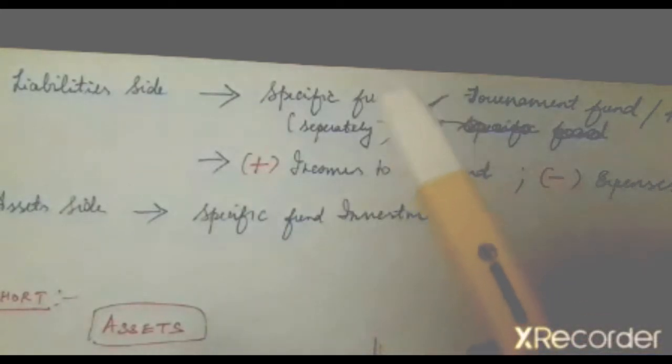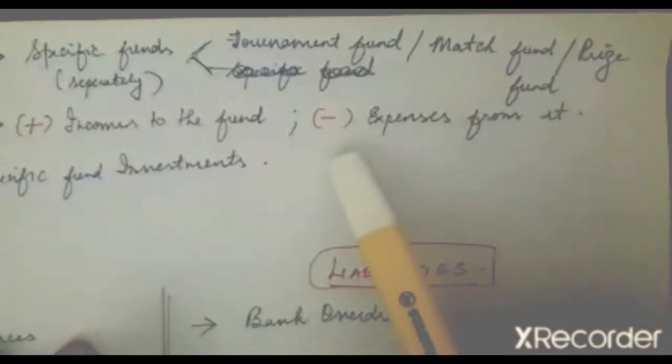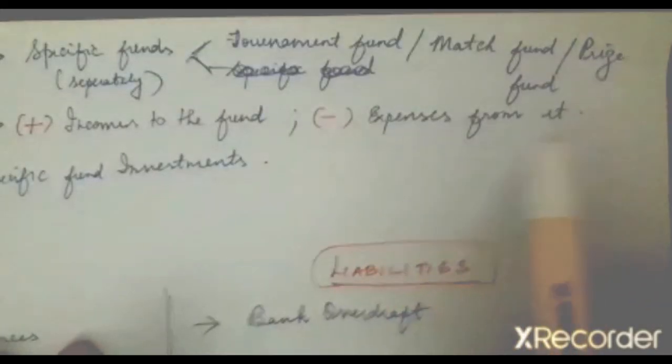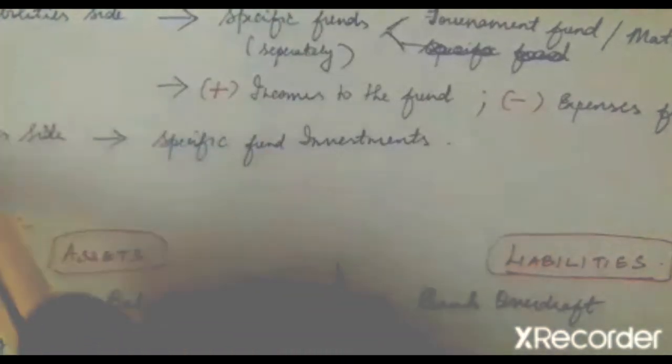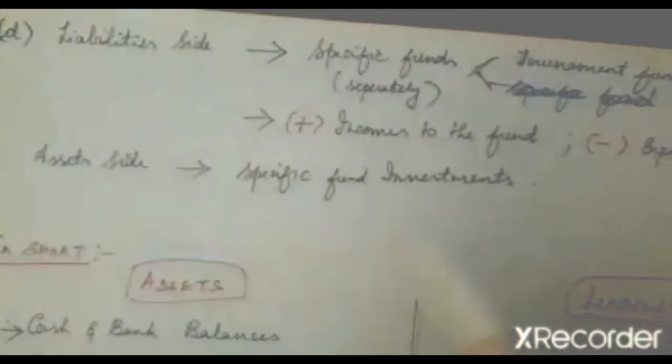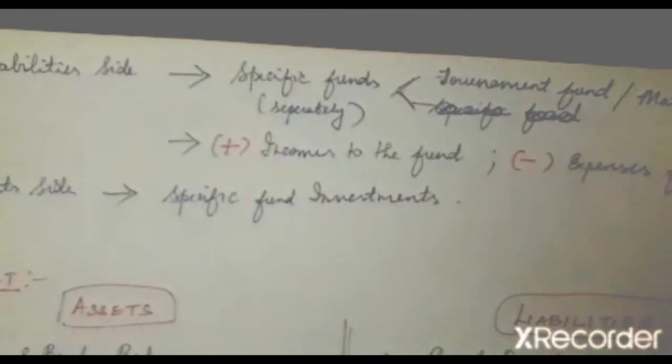What do we do? Any incomes we need to add, any expenses need to be deducted, you know very well. And if there is separately any investment relating to the specific fund, I told you we will show it on the asset side of the balance sheet. All this we have discussed in the previous topic very clearly.